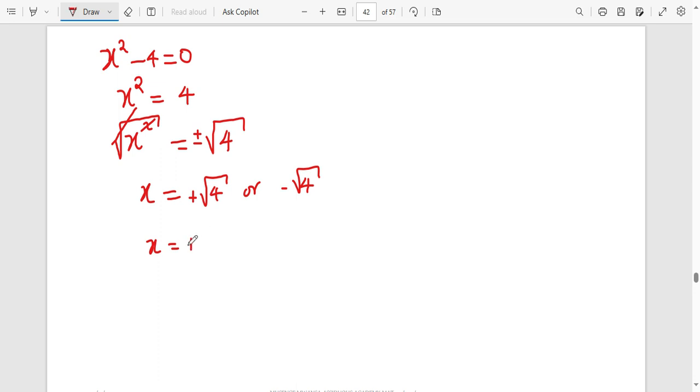Say 2. Okay, very good. So here it is going to be positive 2, or here also it will be a 2. But remember, we are multiplying with a negative that is outside. So it will give us x is equal to negative 2. So we get these two values.